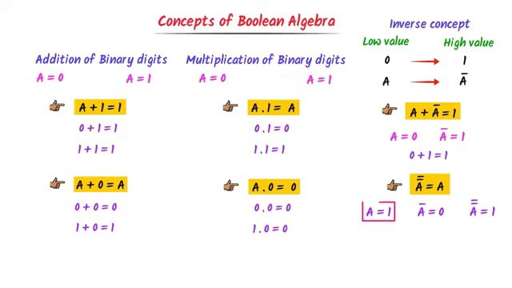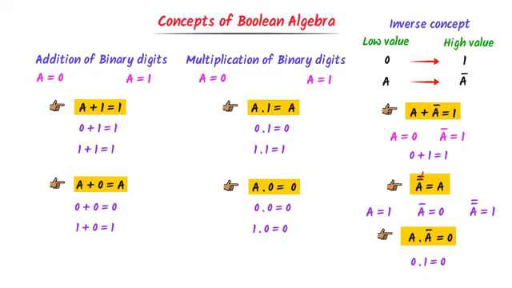Hence the initial value of a is equal to 1 and that of a double bar is also equal to 1. Thus we say that a double bar is equal to a. The simple trick is always cancel the two bars. Fifthly, a dot a bar equals 0. Let a equals 1 and a bar becomes 0. Now 1 into 0 is equal to 0. Thus a into a bar equals 0.